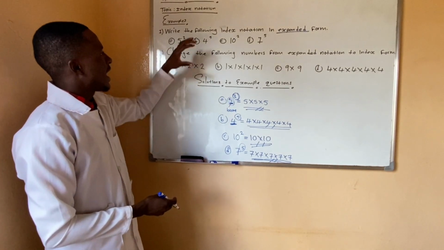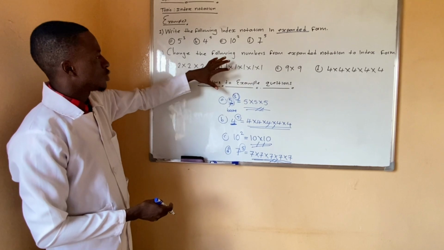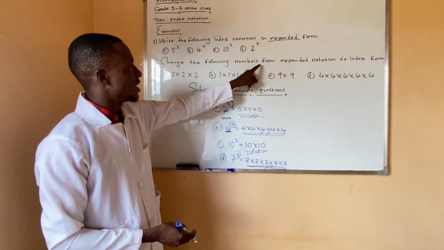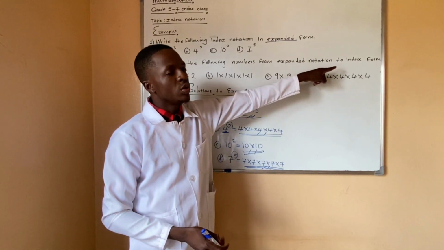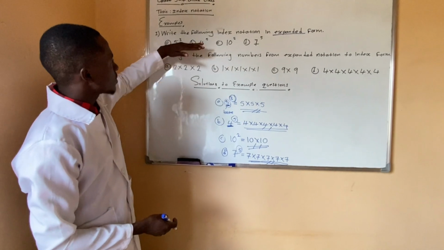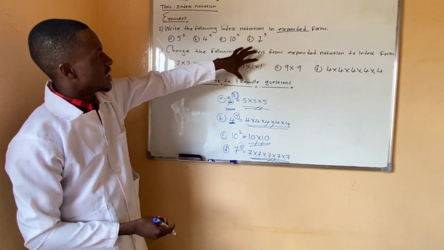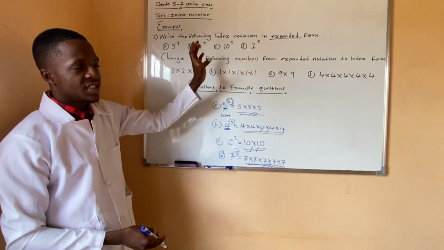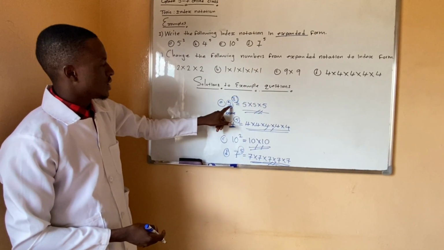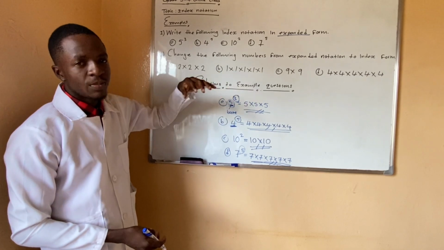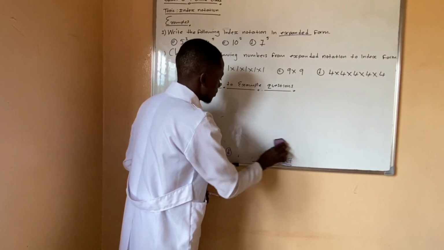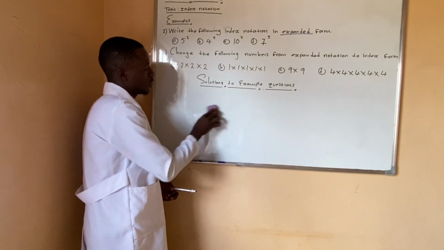Now, having answered this question, let us try to do the opposite. Because this question is saying, change the following numbers from expanded notation to index notation. The first one, we were changing from index to expanded. The other one, we are simply doing the reverse. We are doing the opposite. We are changing from expanded to these ones, which look like this: 5 to the power something, and so on and so forth. So, solutions to question 2.